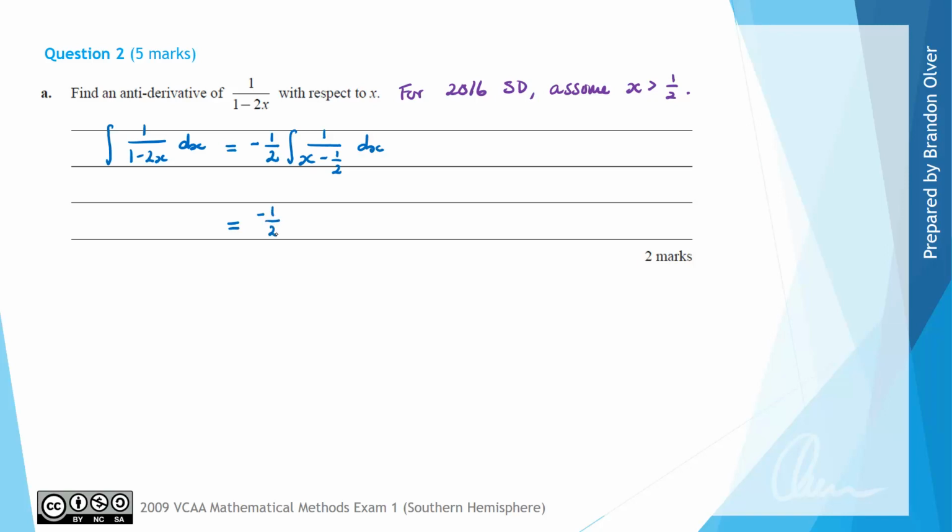It's going to be negative a half, from the negative a half that's already out the front, times log e of x subtract a half. And as we're only asked to find an antiderivative, that means that we can just let the plus c value equal 0. So that is a suitable answer for part A of this question.